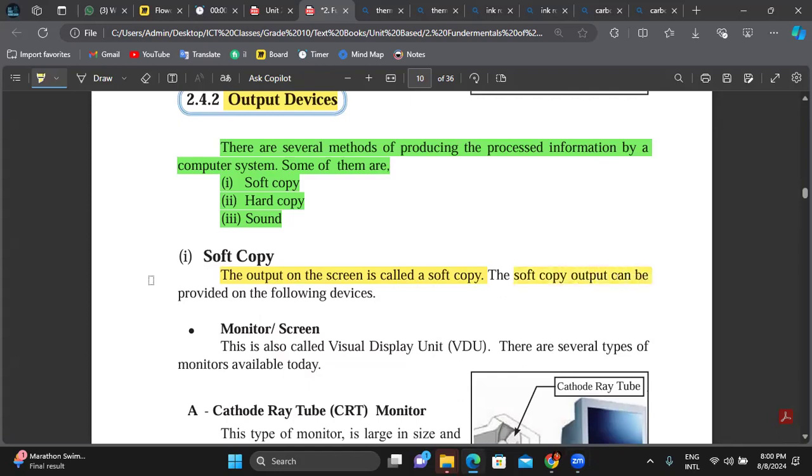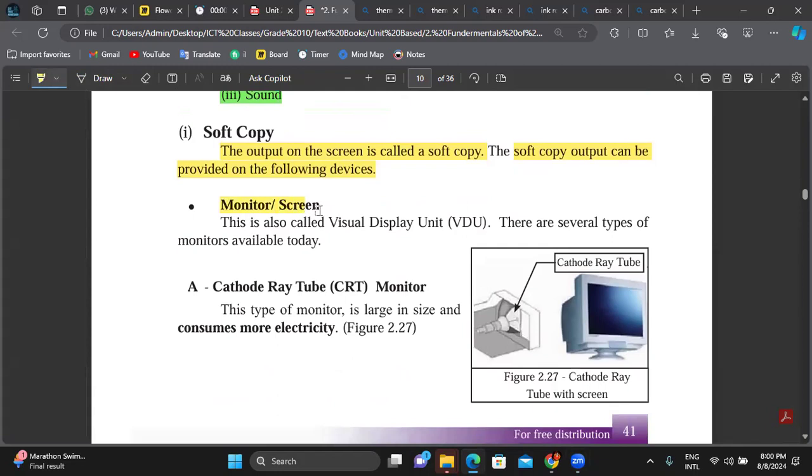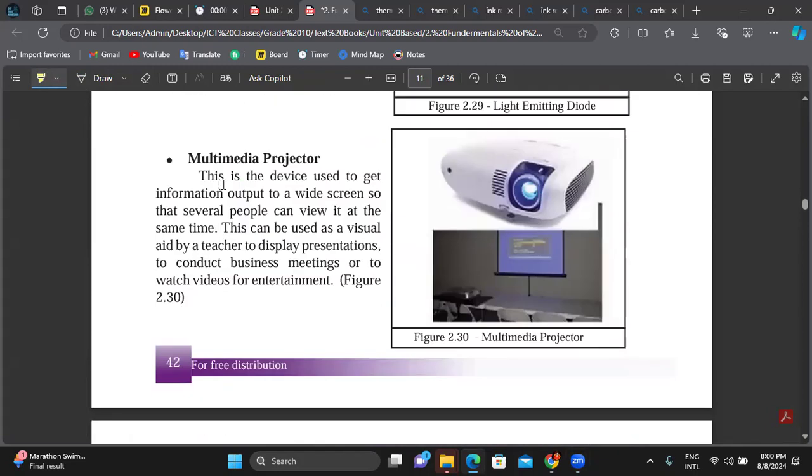Soft copy output can be provided on the following devices. Now you need to write this point-wise. This is point number one and this is point number two. After writing that down, write down monitor or screen, and the other one is multimedia projector.